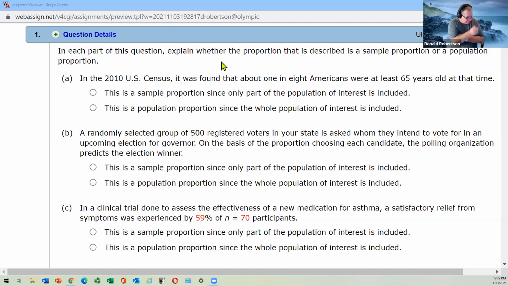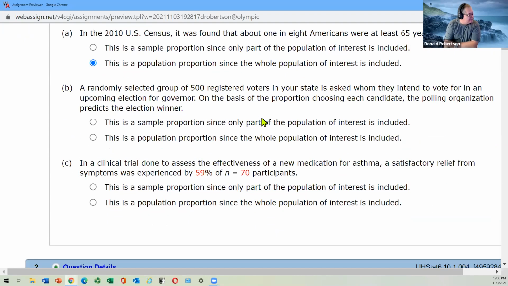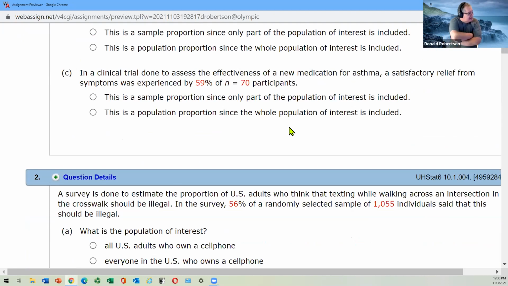There's one word in that entire description that kind of led me to the population proportion. What was the word that you think made me decide? Census. Isn't a census? You ask everybody. So, yeah, nice easy question. Let's do C. In a clinical trial done to assess the effectiveness of a new medication for asthma, a satisfactory relief from symptoms was experienced by 59% of the 70 participants. Sample or population proportion?